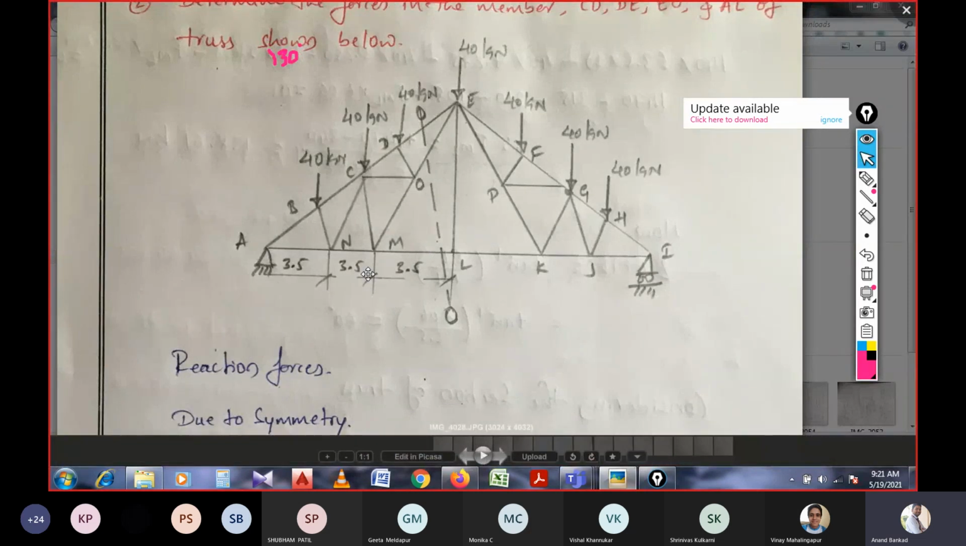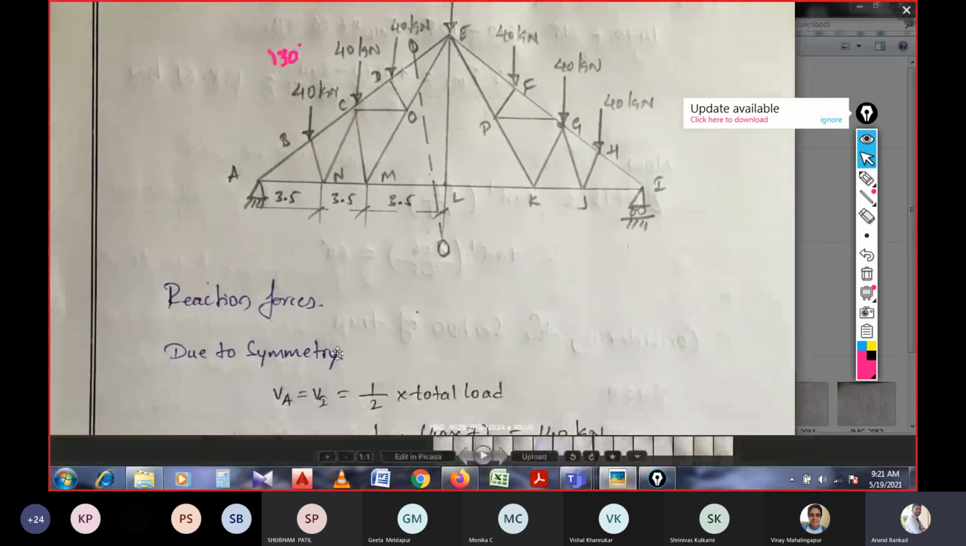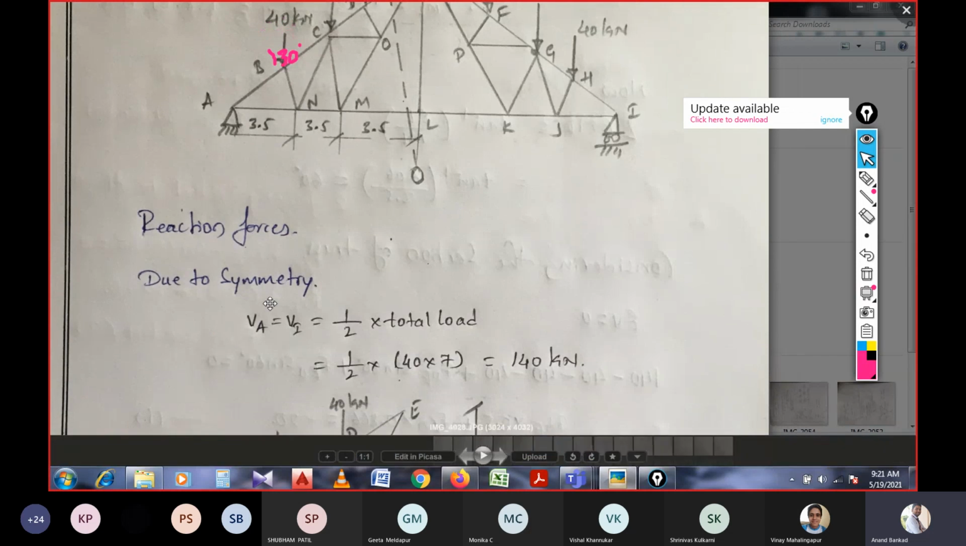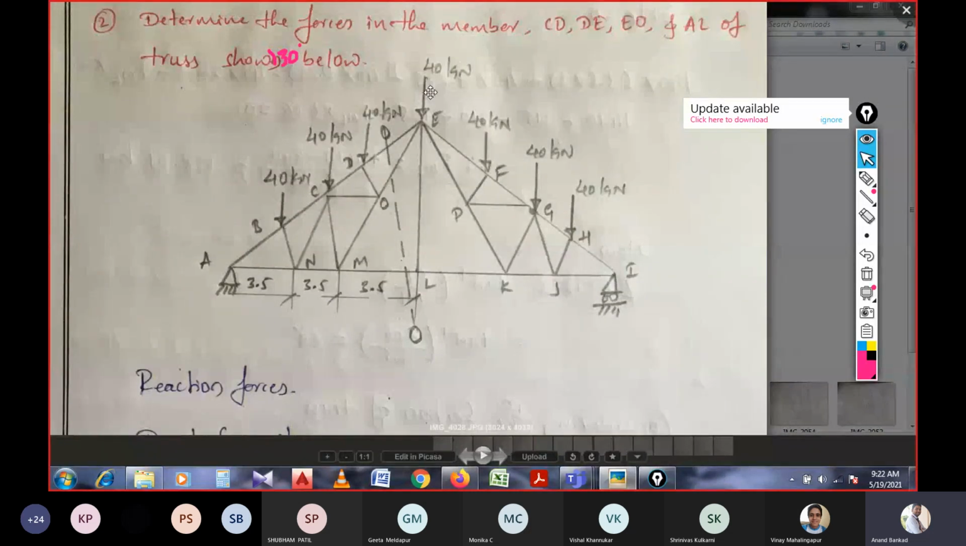The reactions are necessary to calculate this truss analysis. Once you observe the truss is symmetric about the axis, then we can take half of the total load for the vertical force at A and the vertical force at I. Due to symmetry, the vertical force at A and I would be half of the total load. The total load is 40 kilonewton point loads, which are acting 7 in number on the truss: 1, 2, 3, 4, 5, 6 and 7. There are 7 loads of 40 kilonewton acting on the truss in the vertical direction. That would be the total load.